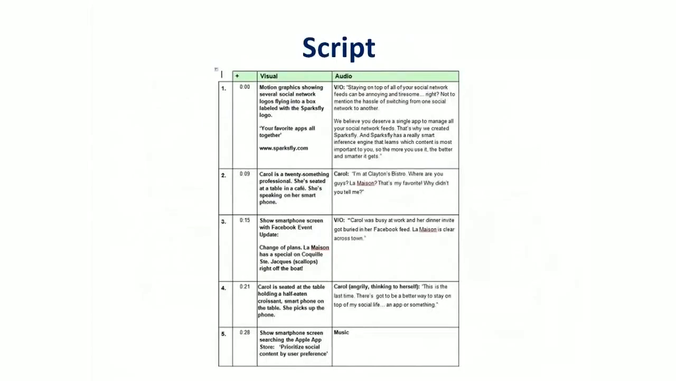You can use a script like this. You can use the audio. This is the script that you're going to say. You can break it up into little chunks. You don't need an A4 page full of what you're going to say. Just script out into these little chunks and think about what you are going to have visually. So for example, it's going to start off with a voiceover, and the visual will be motion graphics showing several social network logos. So your audience will see this but will hear this.